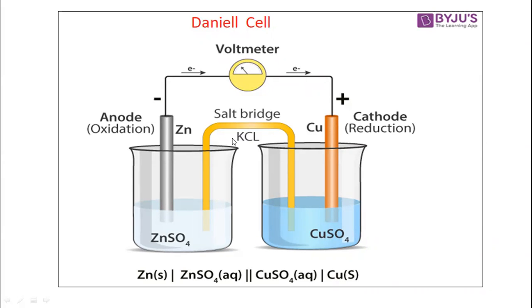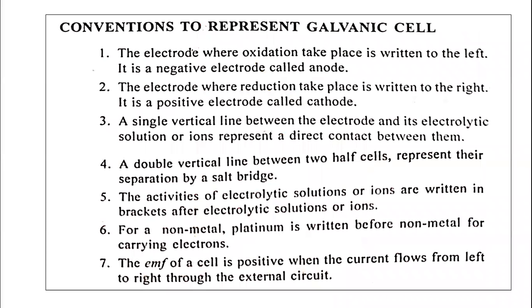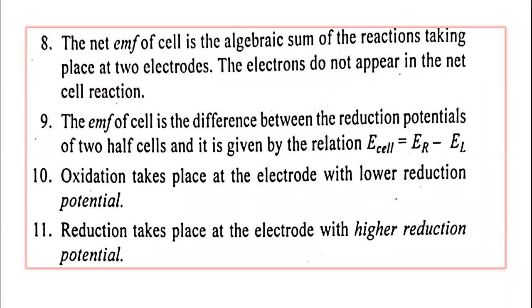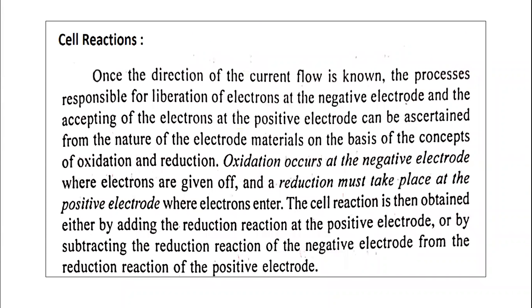Okay. So what reactions take place in the Daniel cell or in any type of cell? So we want to discuss. At the cost of the chemical reaction, the electricity is produced. But how do the reactions take place at the respective electrodes? Oxidation occurs at the negative electrode, where electrons are given off. And reduction must take place at the positive electrode, where electrons enter, where electrons are added.